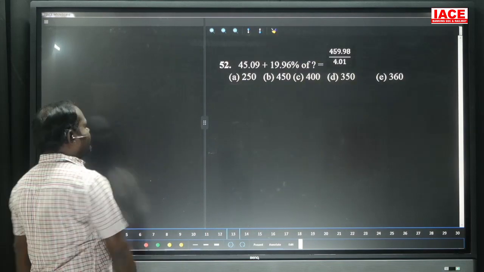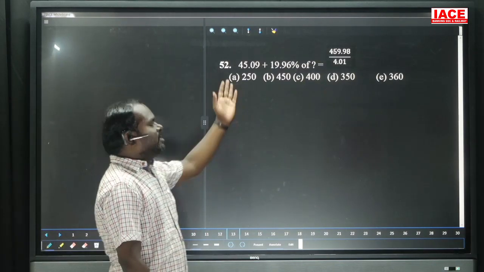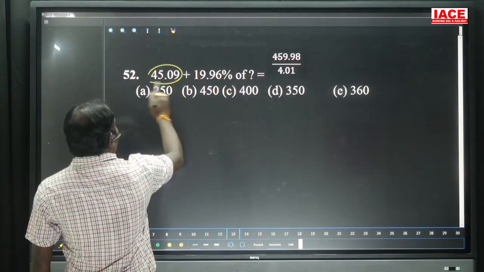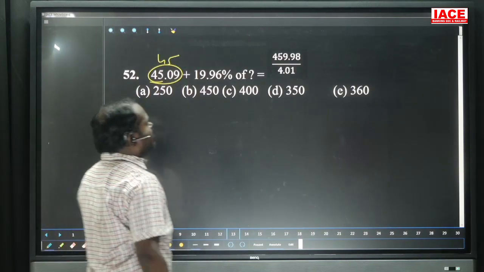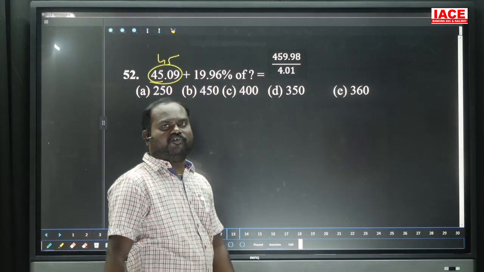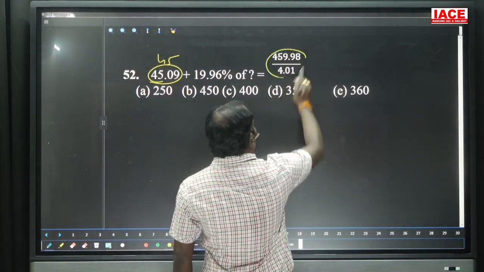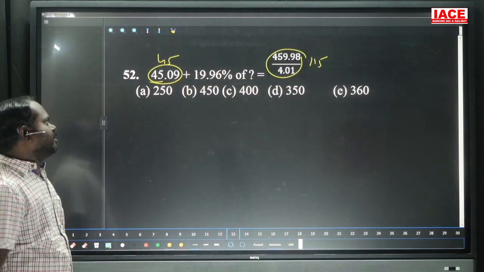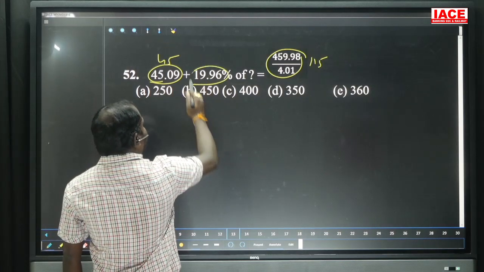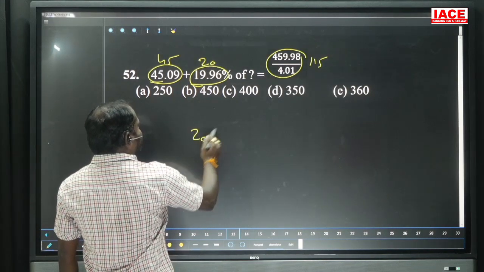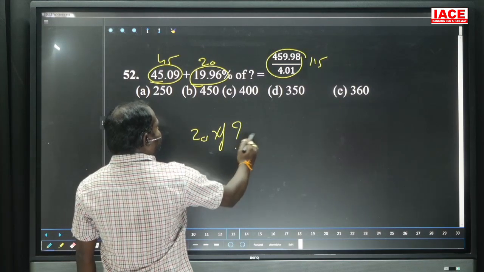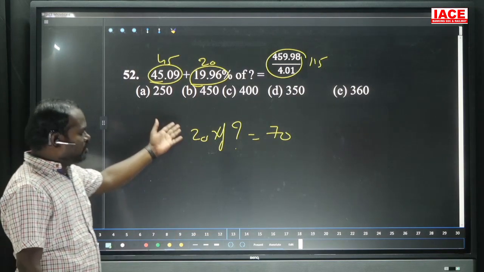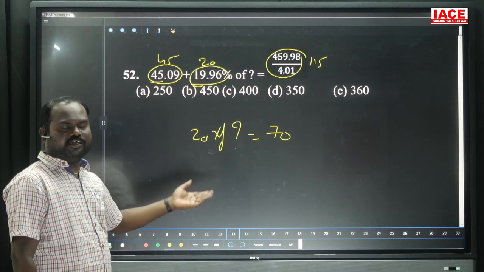Next: 45.9, take it as 45. Here 460 divided by 4 is 115. 115 minus 45 is 70, so 20% of something equals 70. We can take 20% as one by five, and in that way we can get the answer.